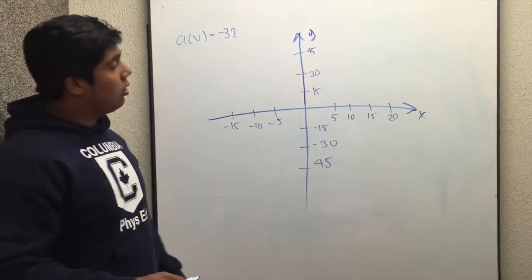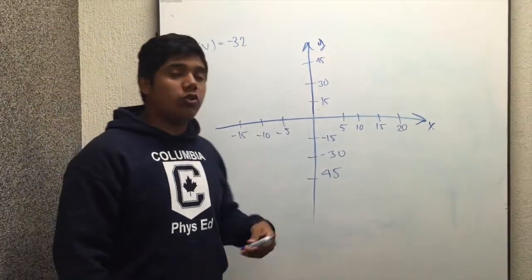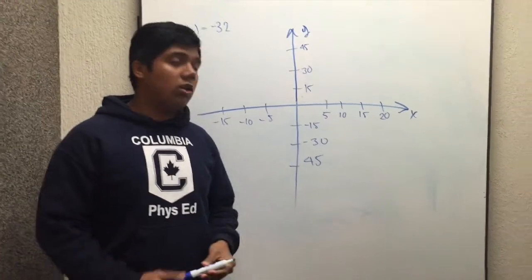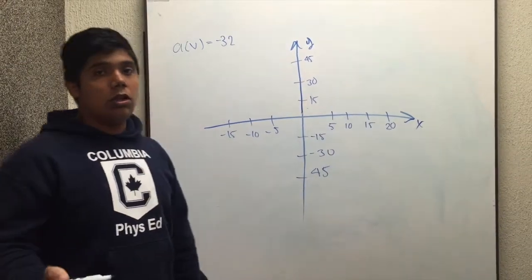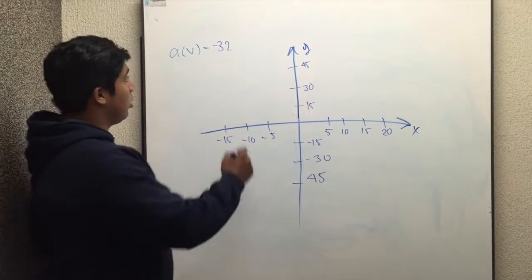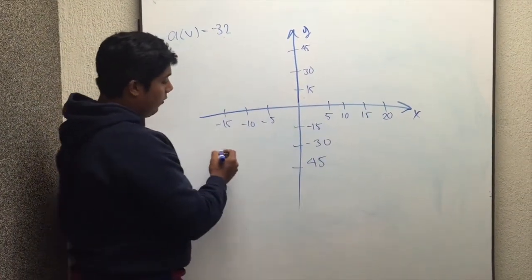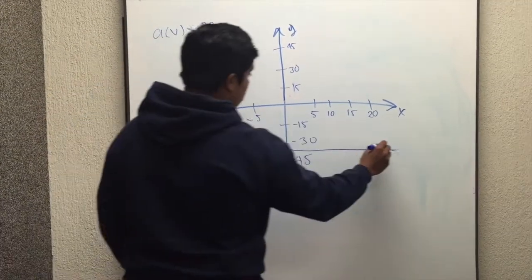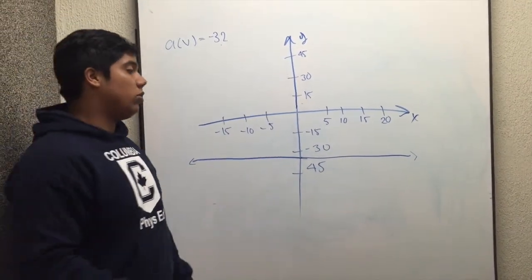Now I'm going to explain the acceleration function. When the problem shows you that the fall is a free fall, it's always going to be a constant acceleration. It will not change. It says -32. Now we put it in the graph. And that shows that the acceleration is always constant.